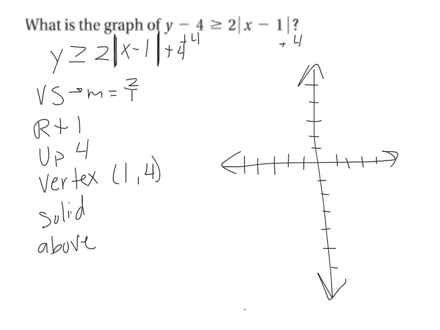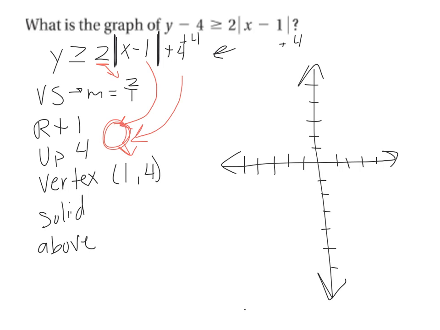So if I rewrote my equation, this is what it would be. I have to add 4 to both sides. From this, I can see that I have a vertical stretch of 2. That means that's my slope. I went right 1, because again, on the inside of the equation, it's always opposite. And up 4, because on the outside, it's what it is. So from this, I wrote my vertex.